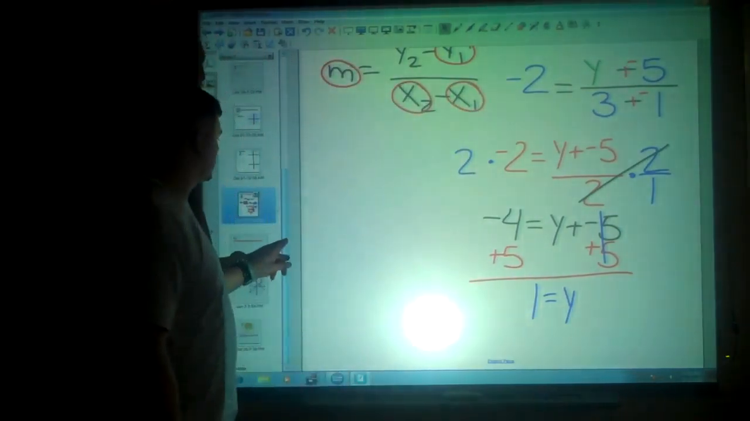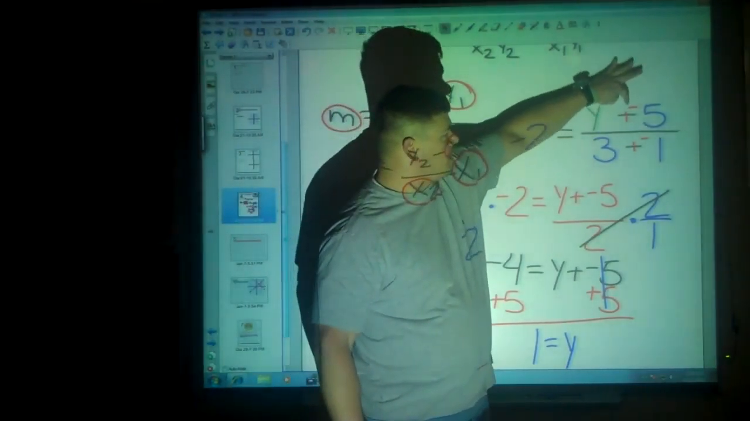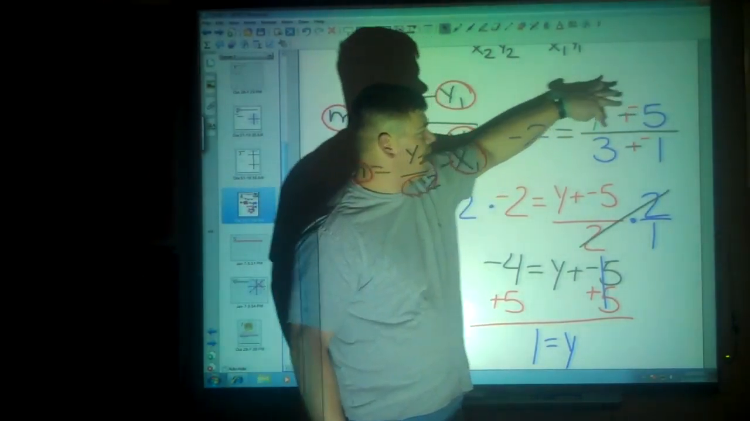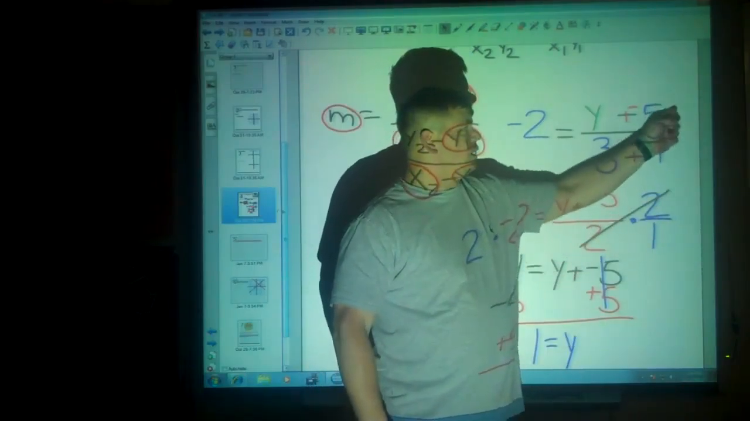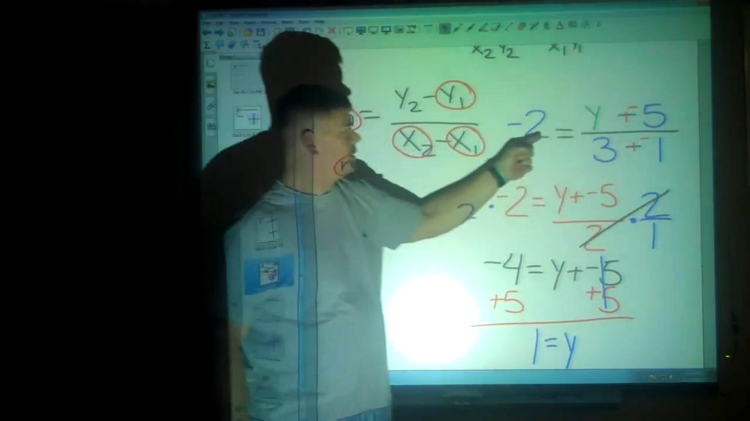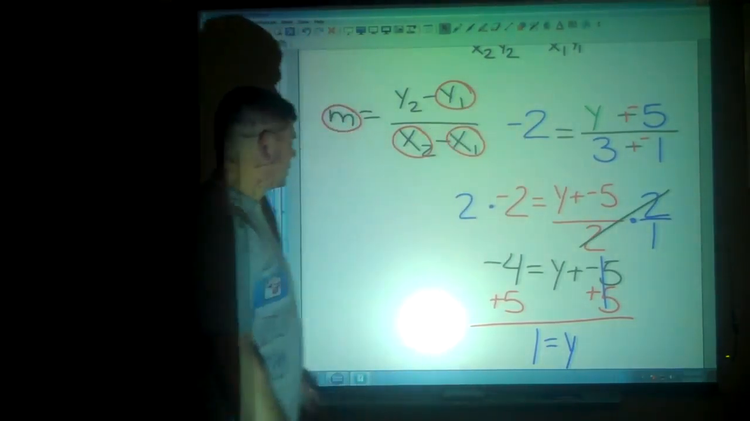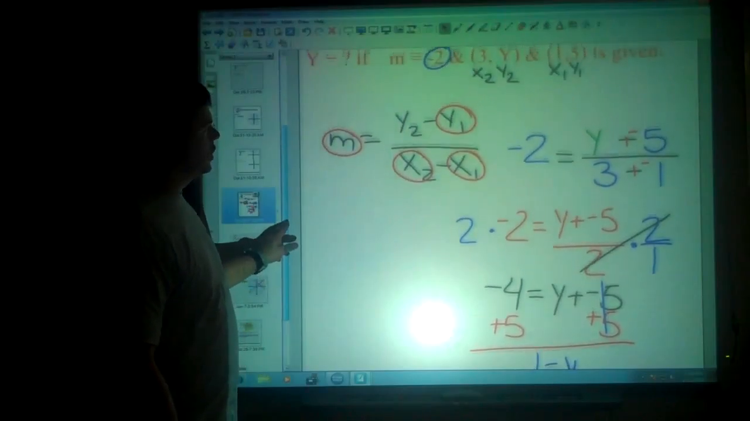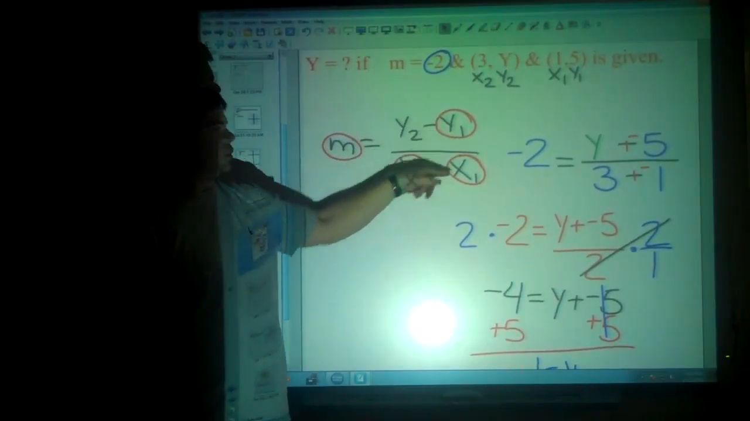And if you go back up and test it, go ahead and stick 1 right here. 1 plus -5 is -4, and 3 plus -1 is +2. If you had -4 over +2, it would equal -2. So we have it. That's the correct answer. That's a little trickier than the regular slope form because you have the slope and you have an unknown piece of a coordinate.